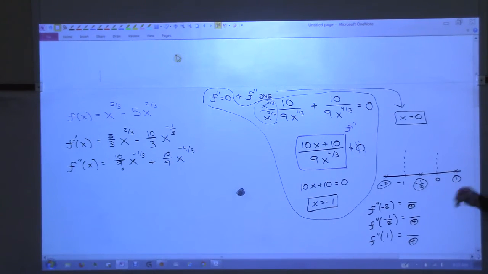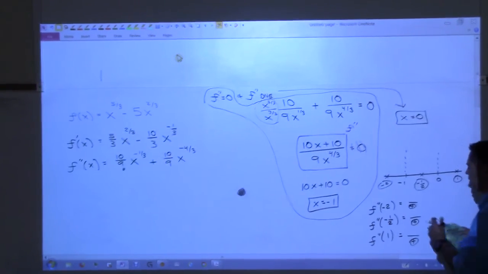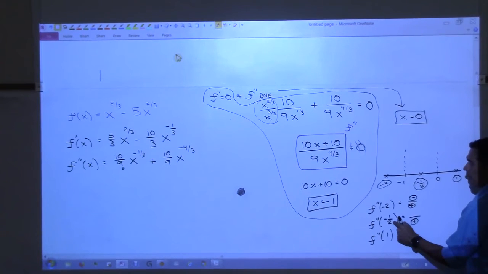That make sense? Okay, so -2. If we plug -2 in here, it's negative on top. Plug in -1/2.